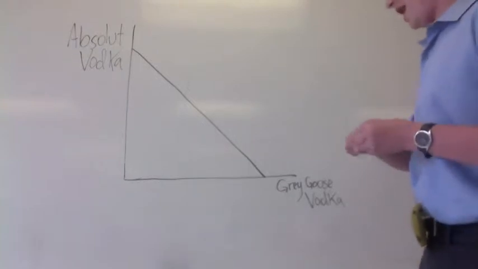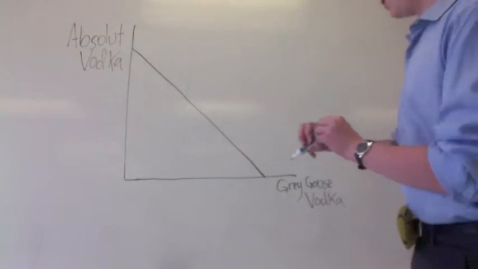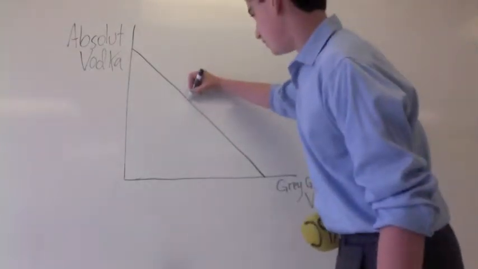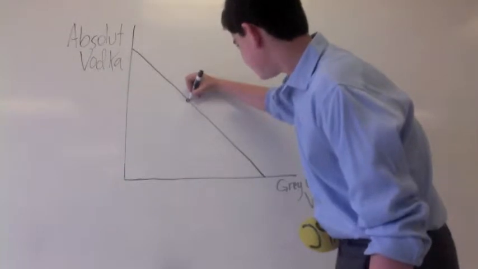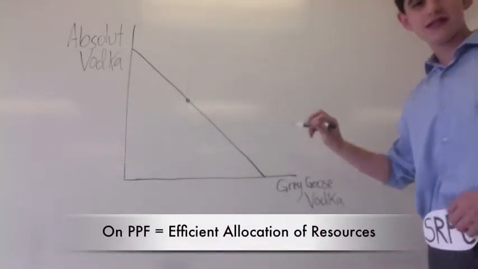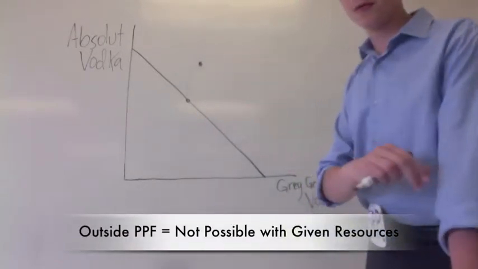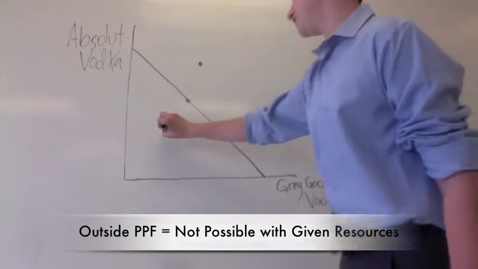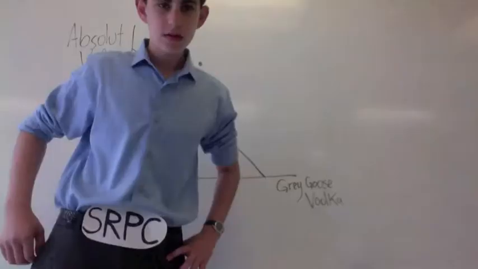So, here we've got Absolut Vodka and Grey Goose Vodka. And we're showing right here, this point, that's an efficient allocation of resources. If you produce out here, that's not possible. It's not possible to produce out there. And if you produce inside, you're not using all your resources. So those are the basics.